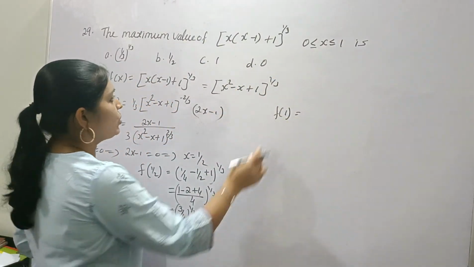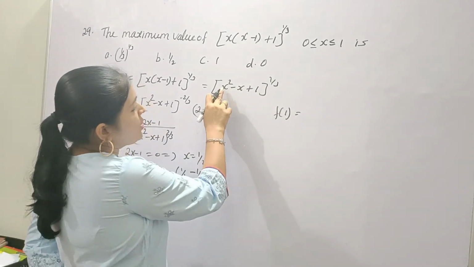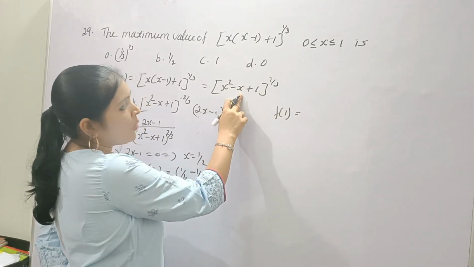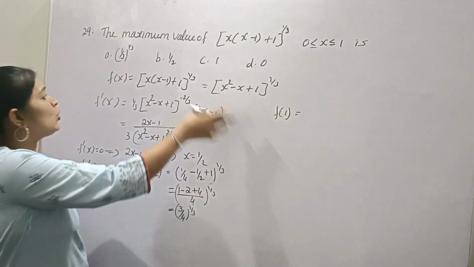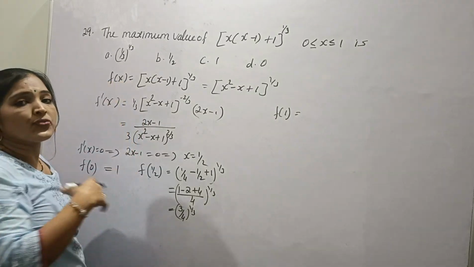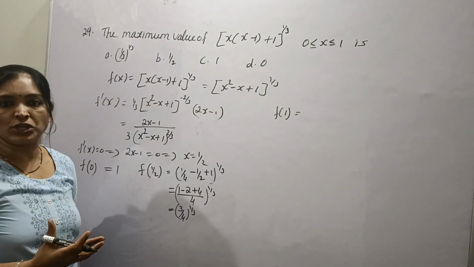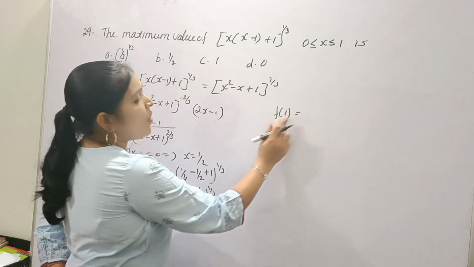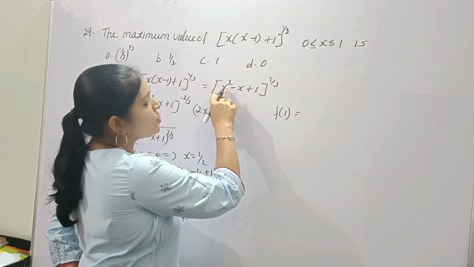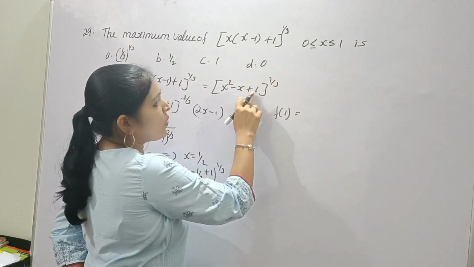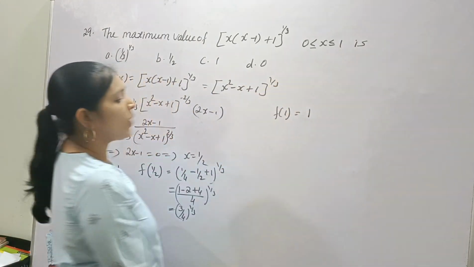Next, the last point, that is f of 1. Substitute x is equal to 1 in f of x, because we have to find the maximum value of the function. So 1 minus 1 is 0, plus 1. So 1 raised to 1 by 3, that is 1.